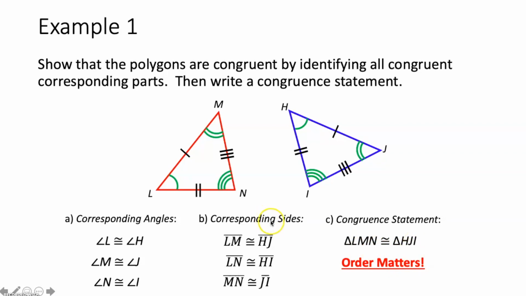You didn't have to start with triangle LMN. You could have said triangle NML is congruent to triangle IJH. You could have said triangle MLN is congruent to triangle JHI. Both of those work. You just have to make sure that the vertices that are congruent match up.